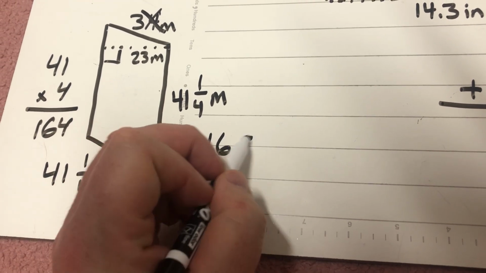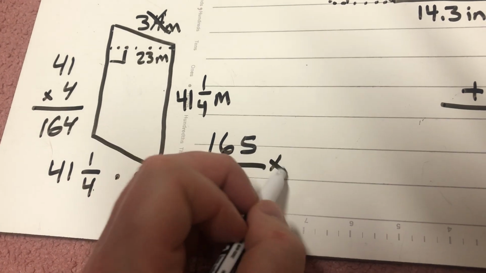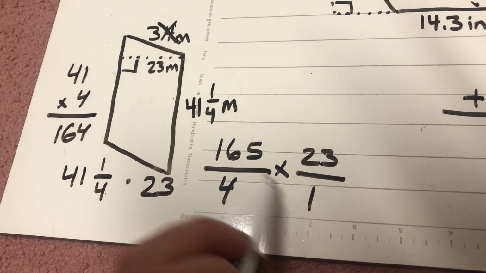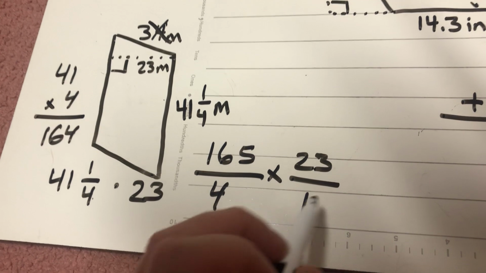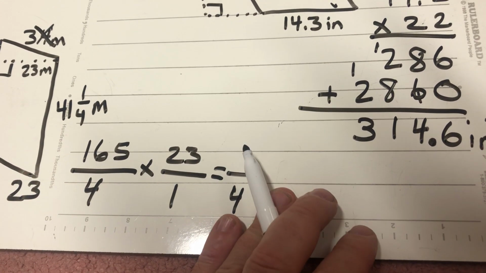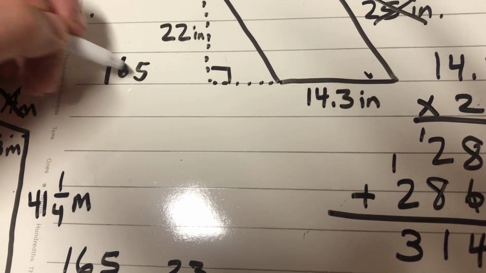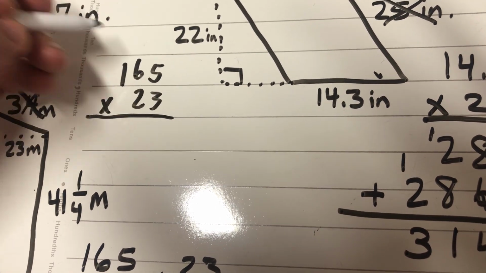So that tells me that I've got 165 over 4 times 23 over 1. Well, I can't cross-check a 1 and 165. Nothing besides 1 will go into both 4 and 23. So I know that 4 times 1 is 4, but I'm going to have to figure out what 165 times 23 is. So let's come up here. 165 times 23. Well, let's figure that out.